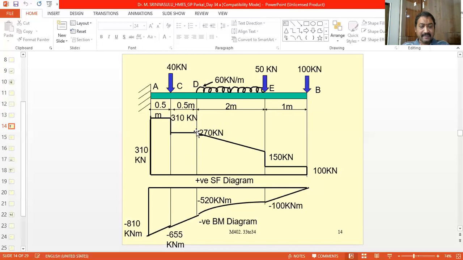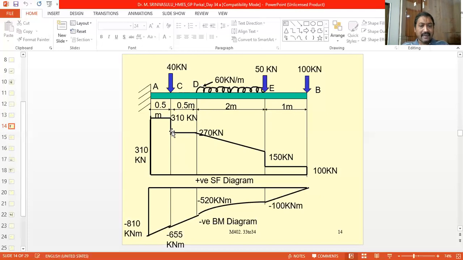Now here what is happening is, there is no other force between D and C. So between these points D and C, no other force. So the same 270 will be there, but the same inclined line will not continue because here there is no UDL. So it will act like a point load only. Therefore, it is a straight line, that is a horizontal line, between the points D and C.